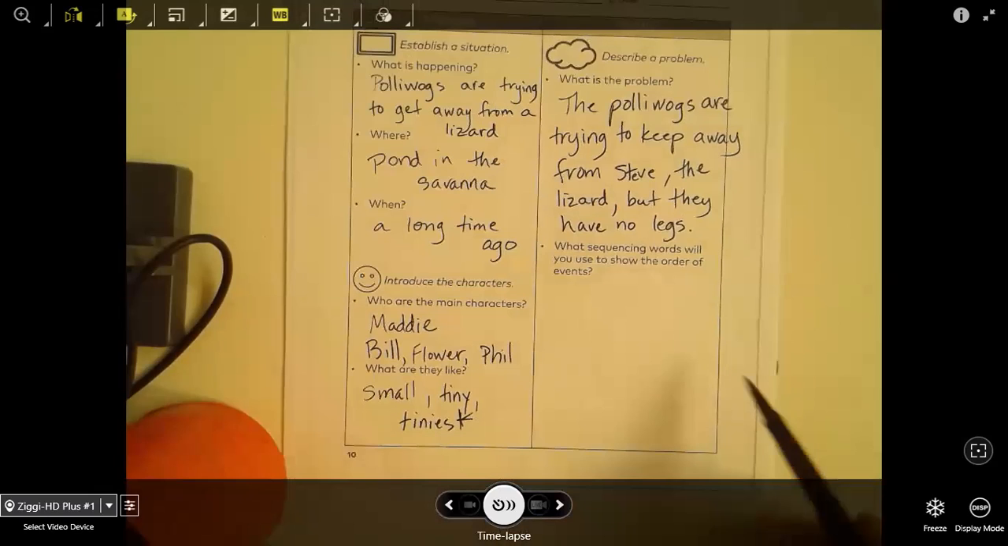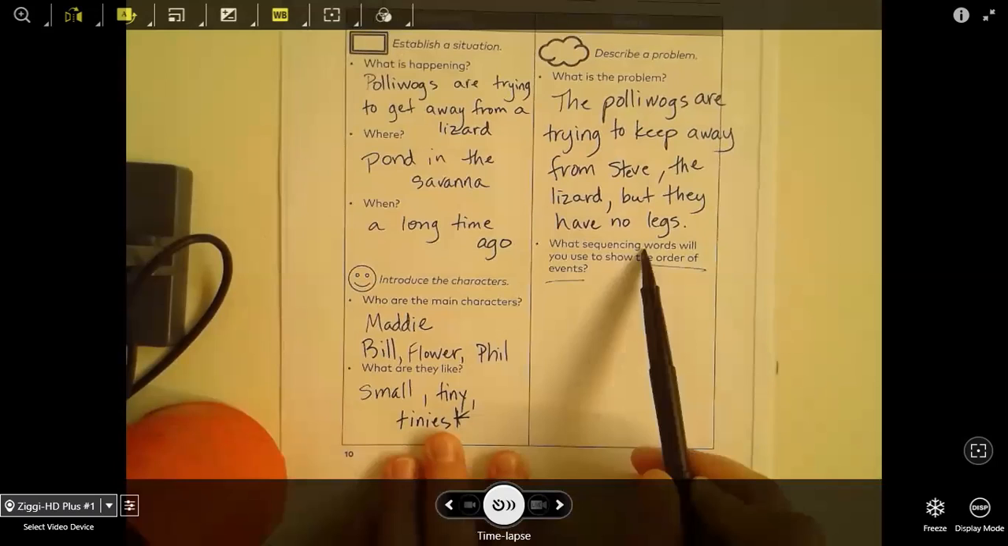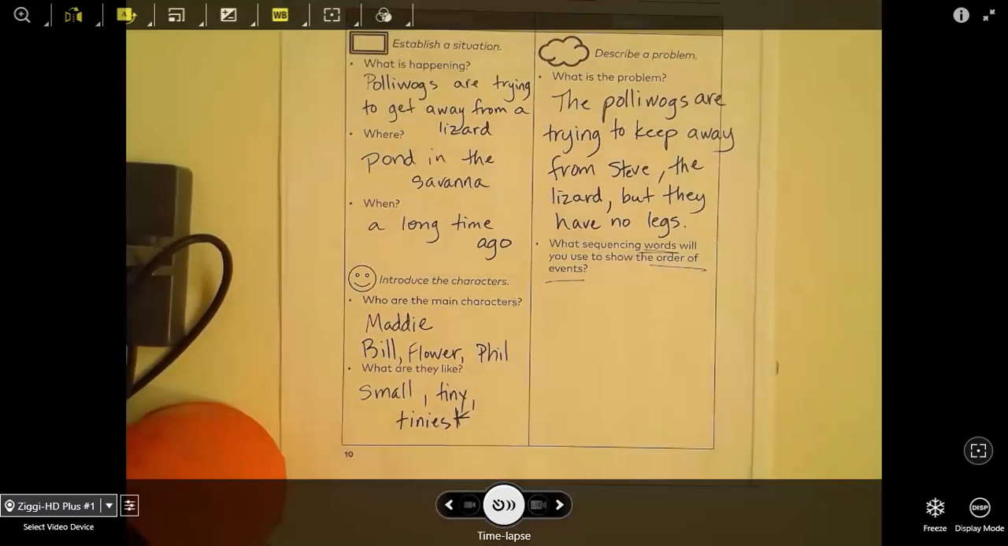So this next section we're going to skip for right now because we're going to talk later about words that show order of events. So we're going to skip this section for a little bit. So give me a thumbs up when you've finished copying, both at home and in class, so I know where you are. Mr. Cooper, are you done? Okay, just needed a thumb. Thank you.